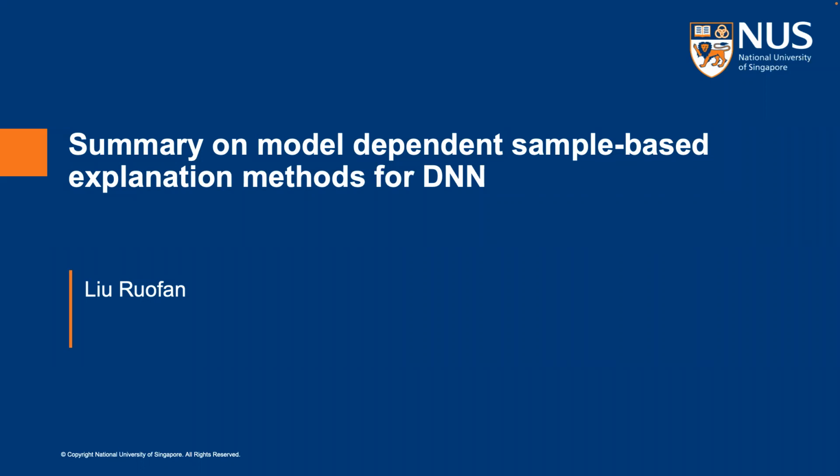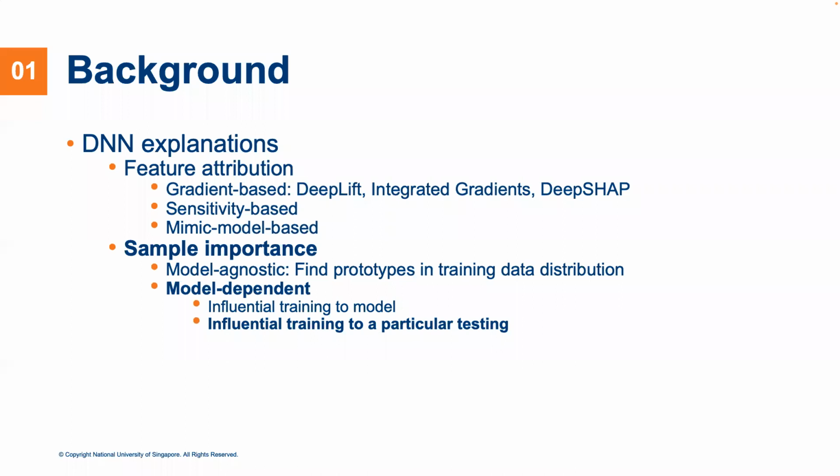Today, I will give a summary on model-dependent sample-based explanation methods for deep neural networks. When we are talking about the explanation methods for deep neural networks, there are basically two types of methods. First one is feature attribution. Basically, we want to understand what are the important features that contribute to the prediction. Some representative works are DeepLIFT, integrated gradients, DeepSHAP, Grad-CAM, etc.